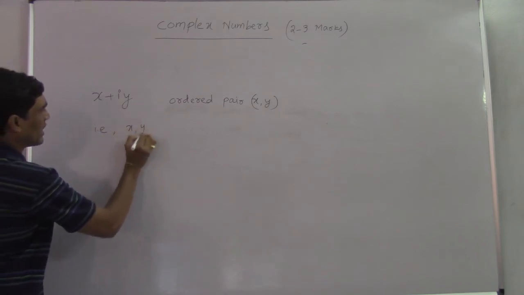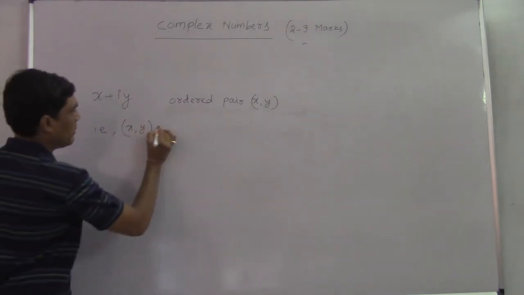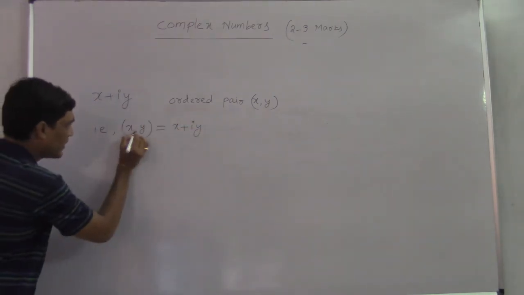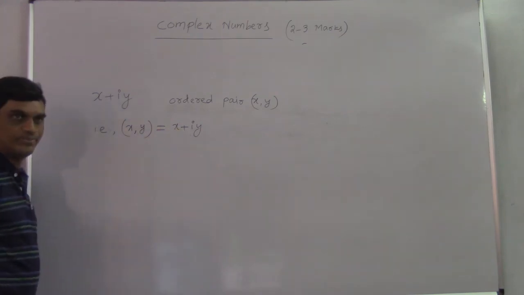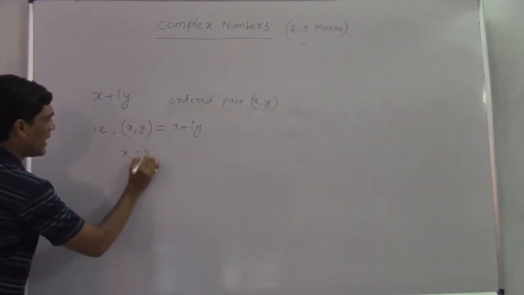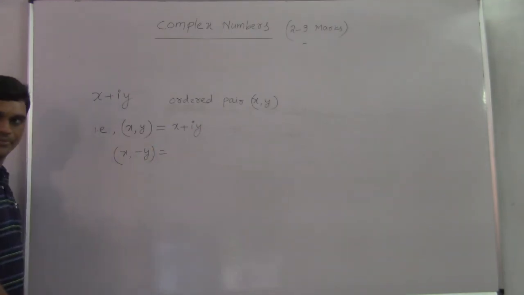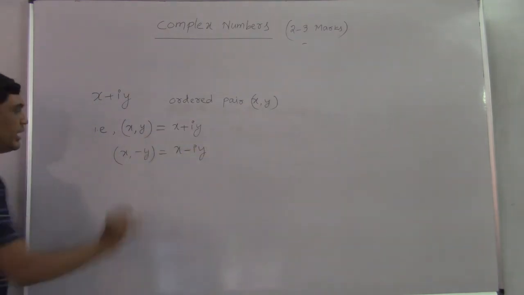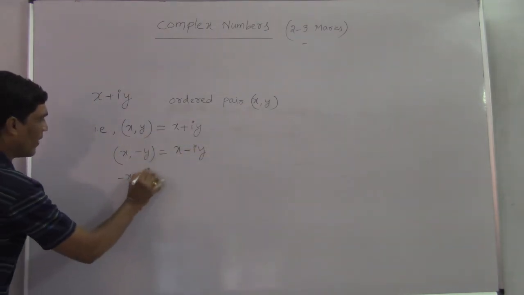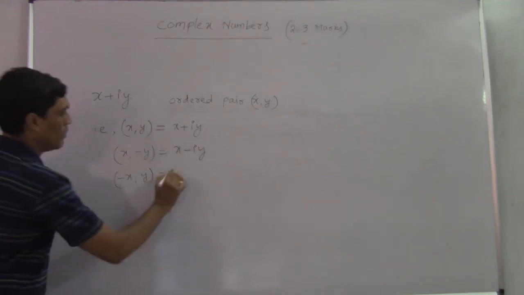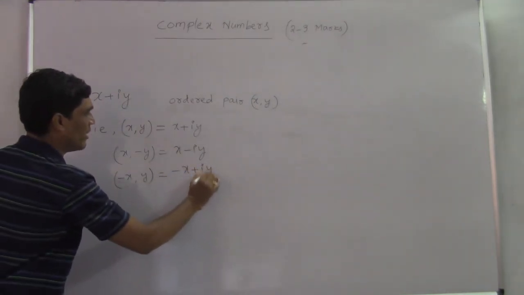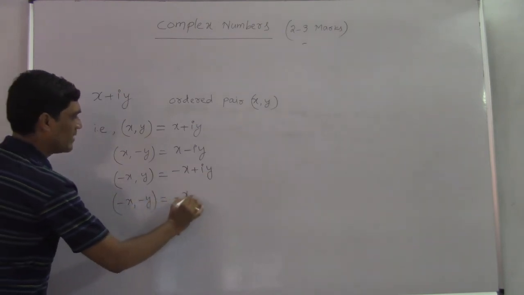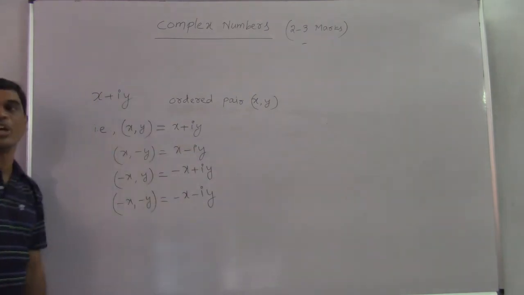If they give this x comma y, this can be taken as x plus iy. That means this comma becomes plus. Suppose x comma minus y is there, can anybody tell me? X minus iy. If we have minus x comma y, minus x plus iy, minus x minus y, minus x minus iy. This way you have to remember.